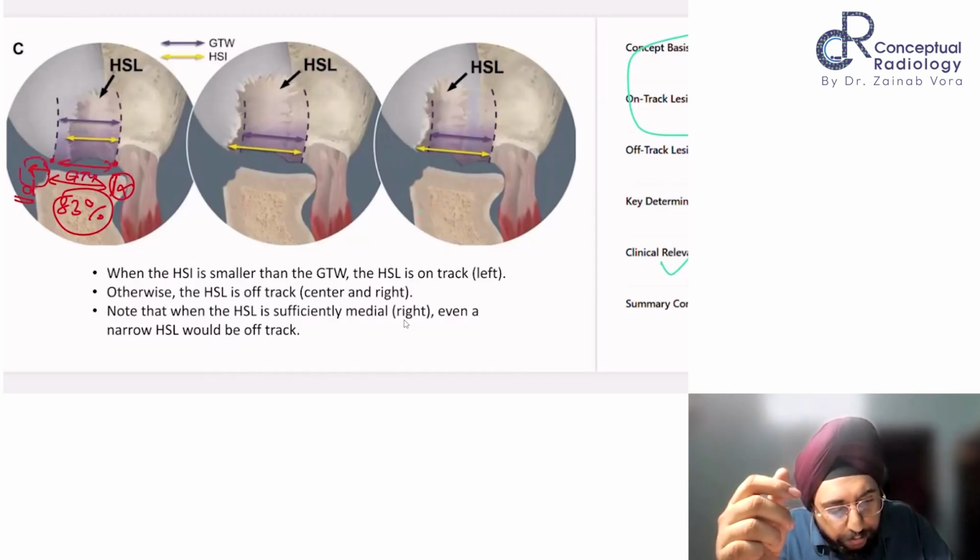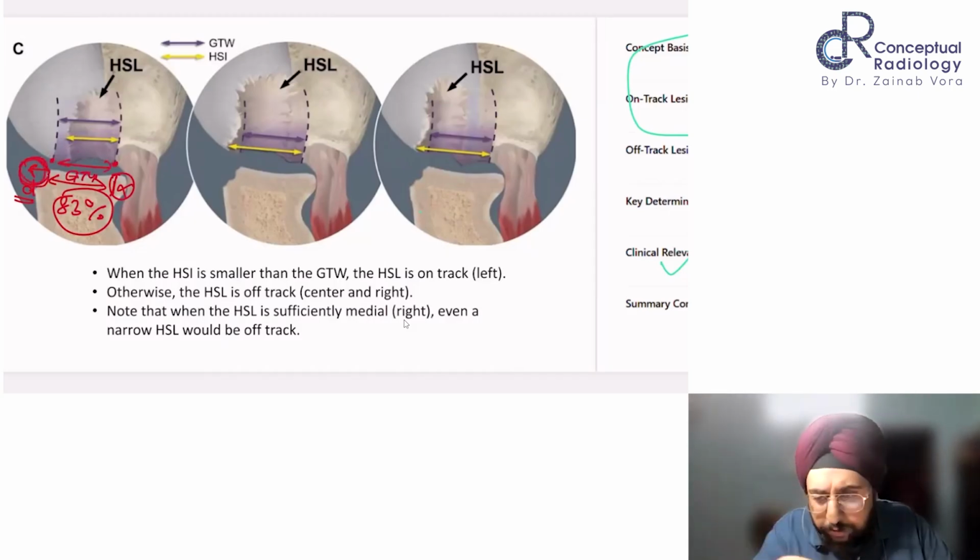So this is your anterior inferior glenoid rim defect, and this is your Hill-Sachs lesion. Now, if the Hill-Sachs lesion is lateral, so this is your medial part and this is your lateral part, it is basically lateral and within the limits of the glenoid track, meaning it's less than the glenoid track.